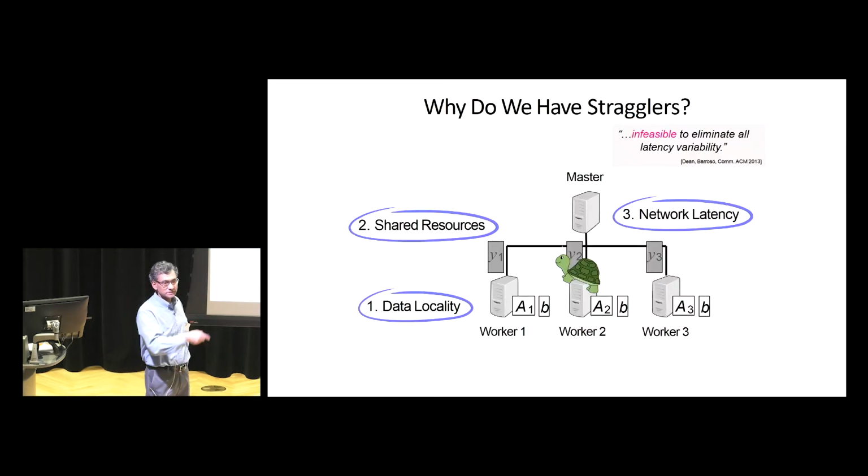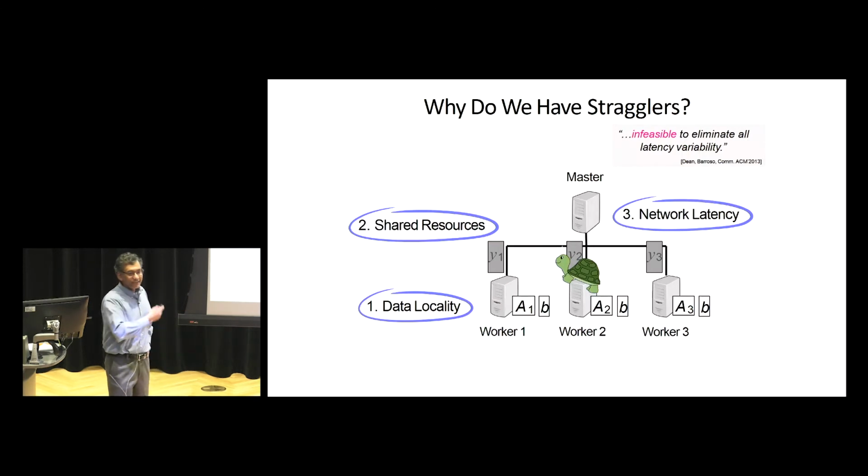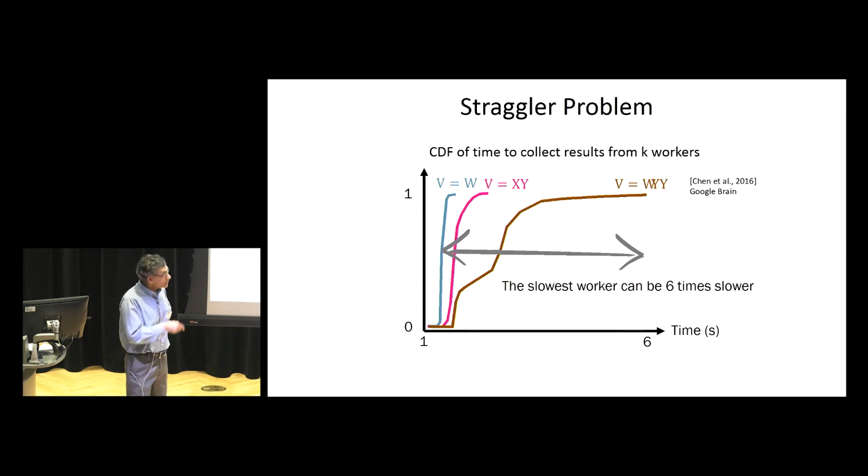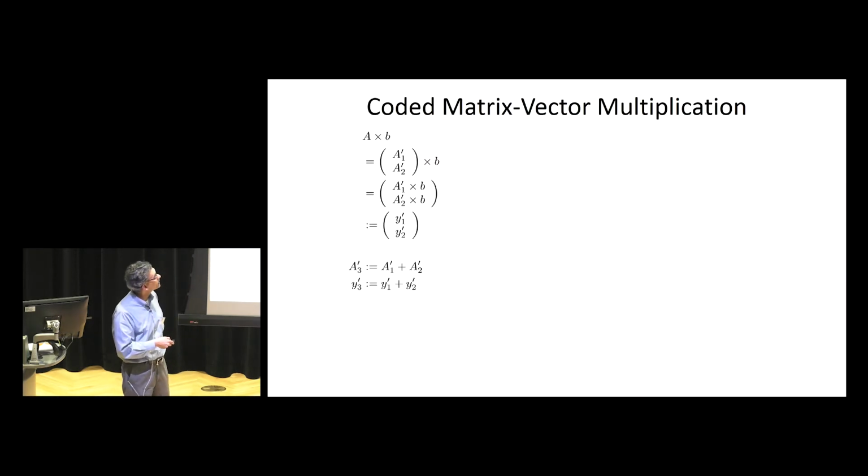And there are many reasons for these stragglers. And Jeff Dean has said it's infeasible to eliminate all latency variability. So it must be, since Jeff Dean said it, right? So in particular, things like data locality, shared resources, and network latency contribute to the straggling problem. And it turns out that the straggler problem can be severe: the slowest worker can often be 6 times slower than the average. This is from Chen from Google Brain. And there are other experimental validations of this.